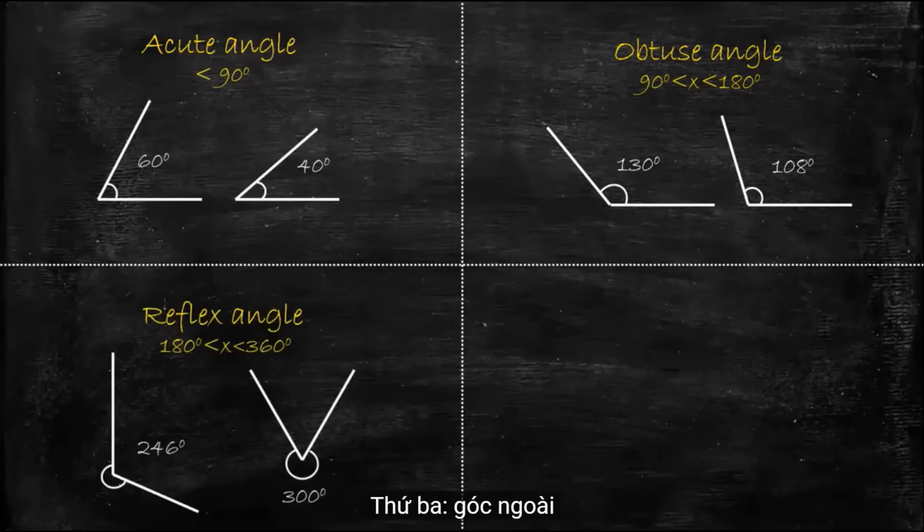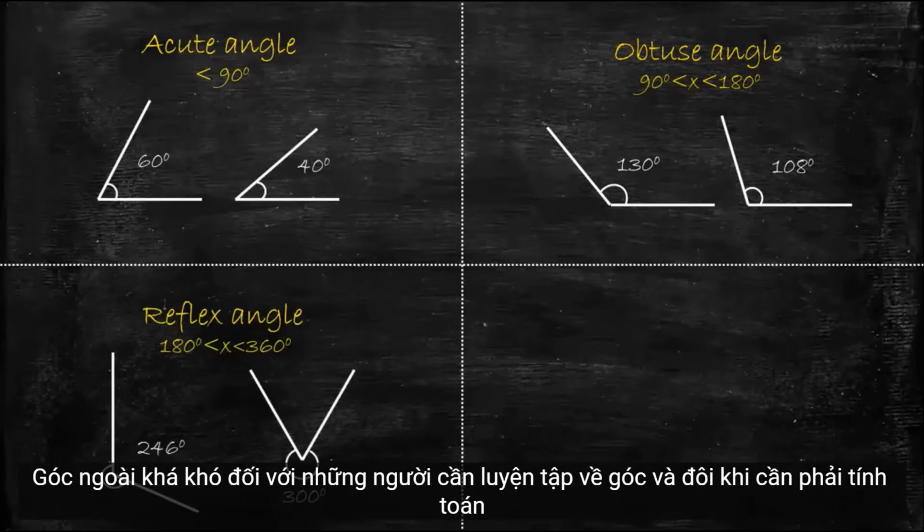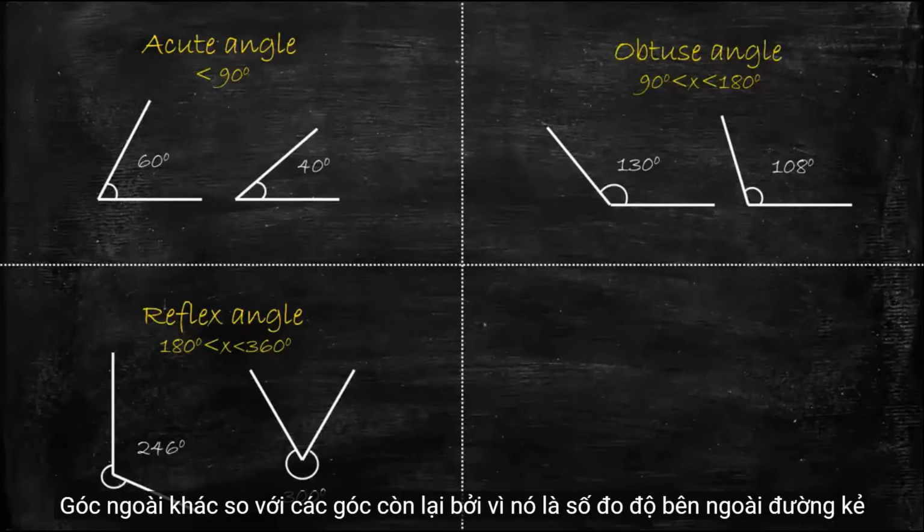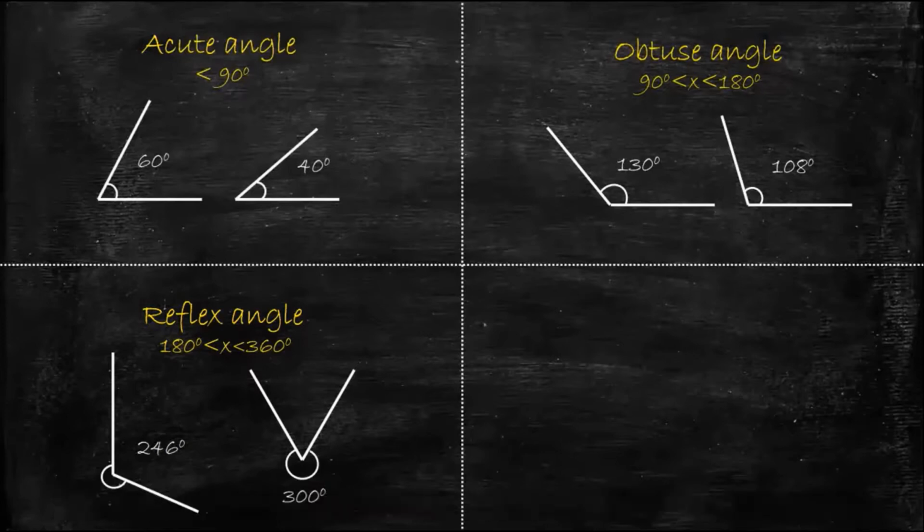The third one is the reflex angle. This one is a bit difficult for those who need to rewind this a lot, because sometimes you need to calculate it, or sometimes you need to see it in your mind. For example, we have 300 degrees. The reflex angle is different from other angles because it is the angle that is outside of the line.